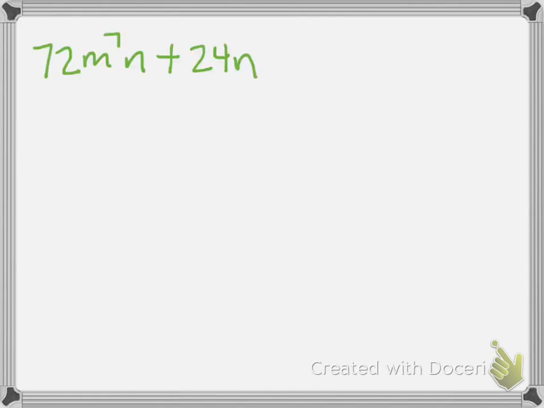Alright, here's another problem. 72m to the 7th power n plus 24n. Okay, I can just look at it really quick and go, oh, look at that. They both have an n. So that's something they have in common. This term has an m to the 7th, but this term doesn't have any m's, so I can't take an m out because both terms have to have it in order to take it out.